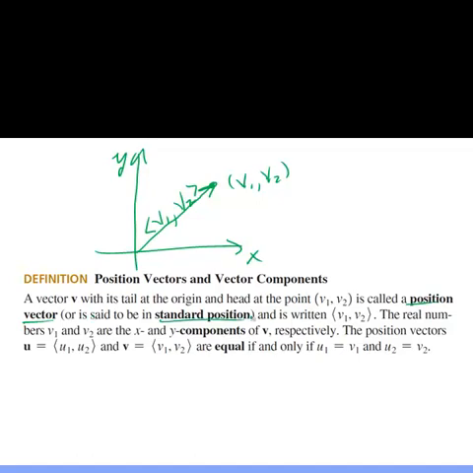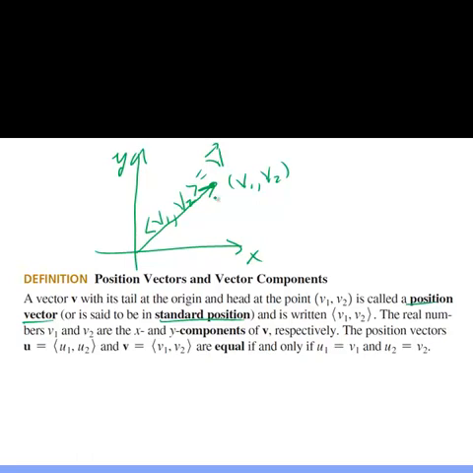Alternatively, we say that the vector is in standard position where the tail is at the origin. But remember, use the angle brackets to indicate the vector. We say that v1 and v2 are the components. v1 would be the x component, and v2 would be the y component of the vector. So v1 is the x component of vector v, and v2 would be the y component of vector v.